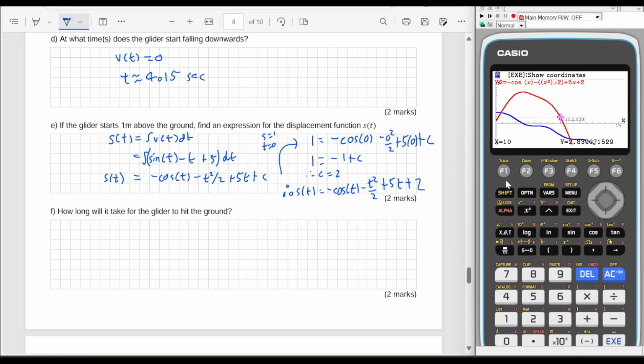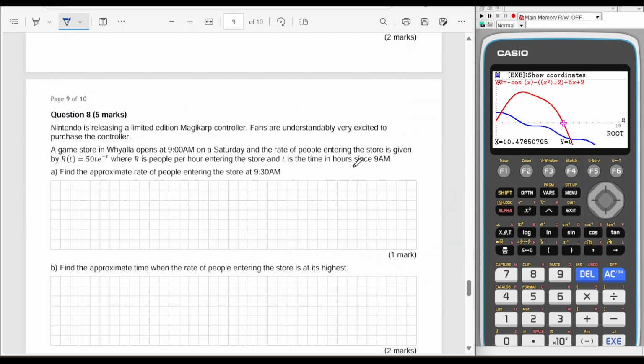How long does it take for the glider to hit the ground? You literally just solve. So you go root on the top line and 10.476. And you might, because it's a 2-mark question, a little bit more explanation might be good. So like S of t equals 0 is how you did that. Gritty, all right. Next question.